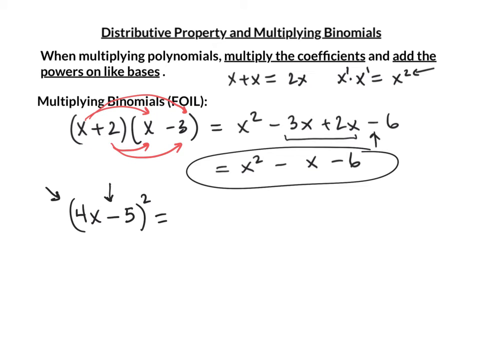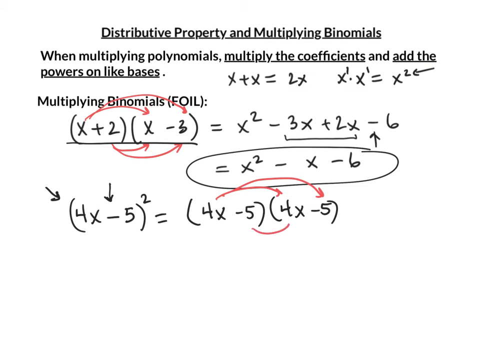What do you do then? Well, you heard me say it. It's the same as this question. You just write it out twice. 4x minus 5 times 4x minus 5. And then just like the last question, we're going to FOIL. First, outer, inner, last. We're going to take the 4x to both. We're going to take the negative 5 to both.